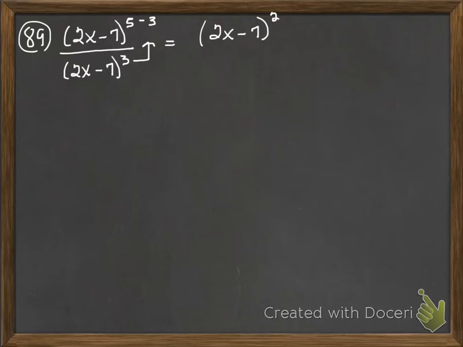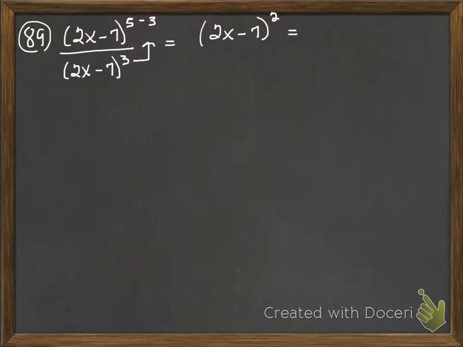All right. Definitely, there's a long way to do this. You could actually multiply 2x minus 7 times itself 5 times on the top, and 2x minus 7 times itself 3 times on the bottom, and that would just be horrible. So we definitely want to use our quotient rule here where we're subtracting our exponents. Now we have a binomial squared.